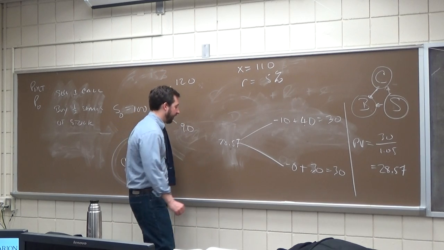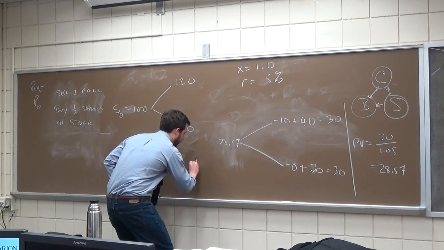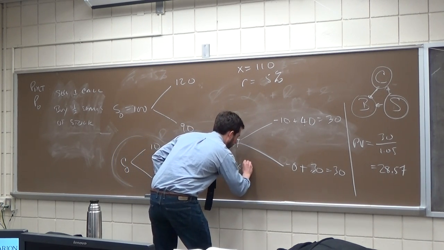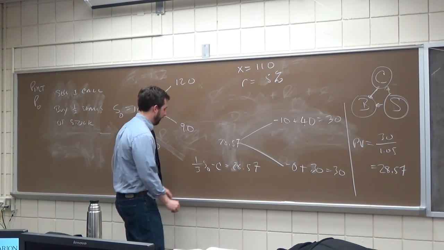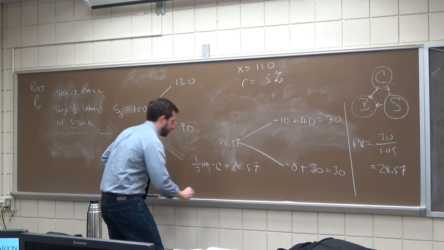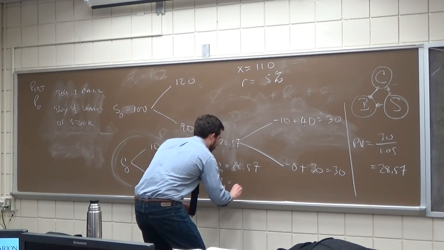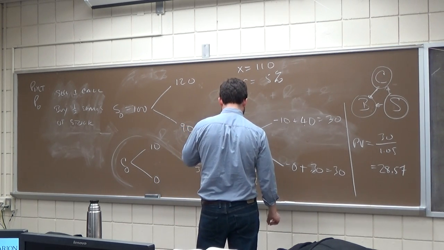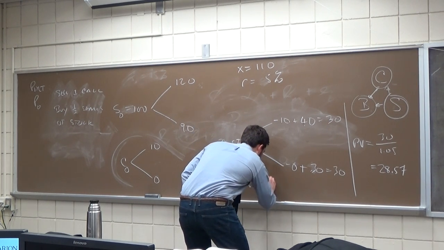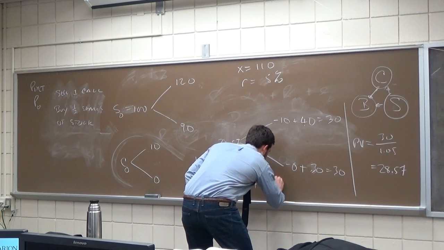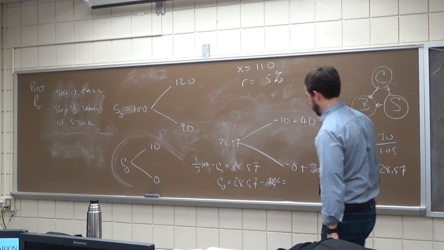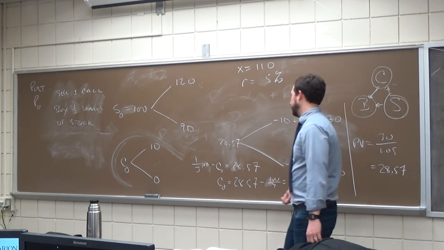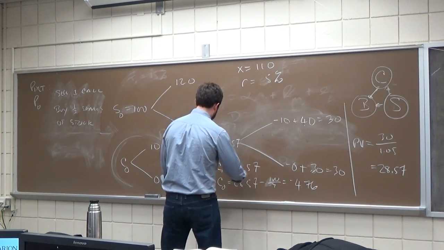Good. So the value of this is 28.57. So now all we have to say is one-third times the stock price at time zero minus a call is equal to 28.57. One-third, of course, this is 100 in our case. So in other words, the call price at time zero should be equal to 28.57 minus one-third of 100. What's that equal to? It's going to be a negative number, negative 4.76, I think. Yeah.